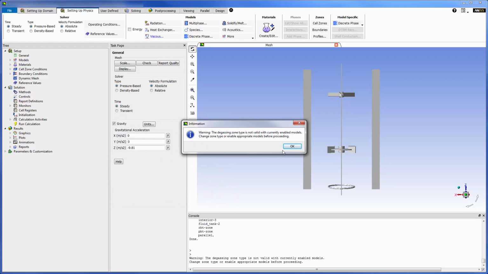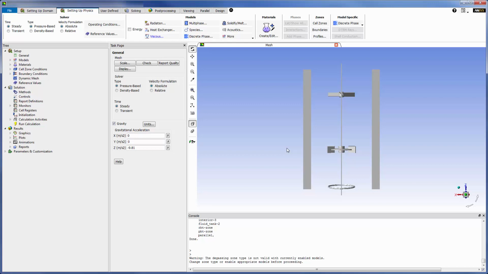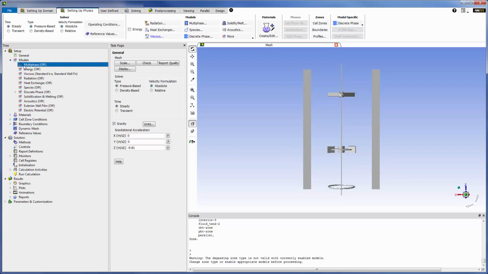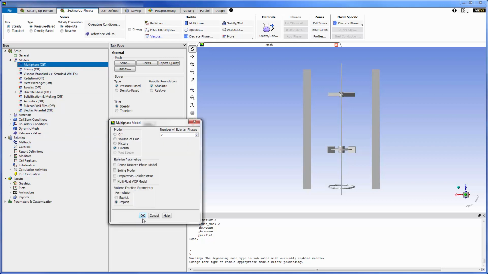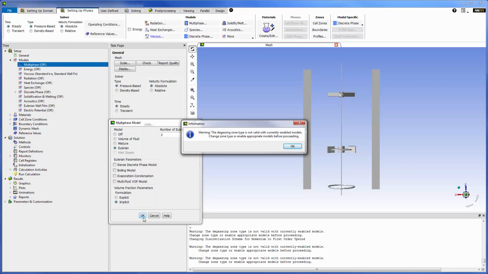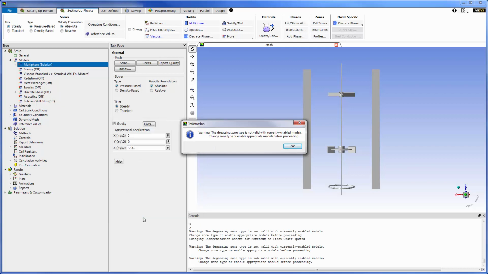This warning message isn't cause for alarm. The degassing boundary condition, which was defined within the mesh, is not appropriate for the given set of models. I can fix this by adding the multi-phase model. Since the 2 phases, gaseous air and liquid water, aren't in equilibrium throughout the simulation, the Eulerian model must be used.